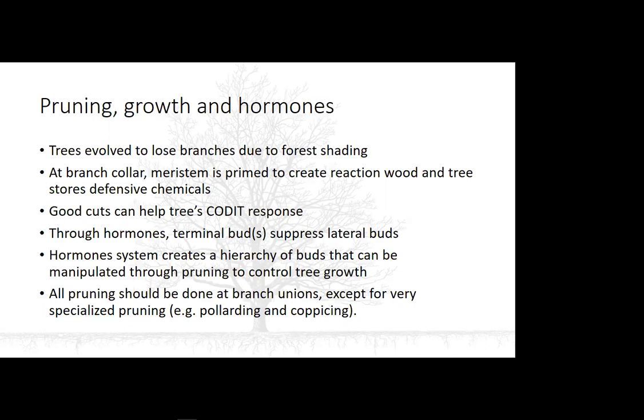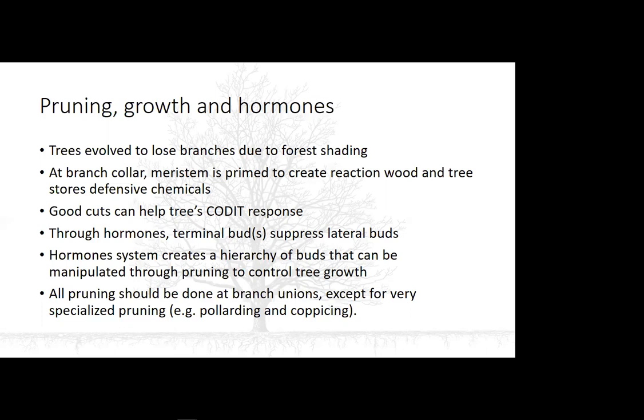We talked about suppressing those terminal buds. So you want to make your cuts so the terminal buds stay, or rather, the terminal buds keep suppressing the lateral buds. So you want to make those cuts so those lateral buds can continue to be suppressed, and you don't get this sudden shock of sprouts below the cut, which is what you see when people top their trees.